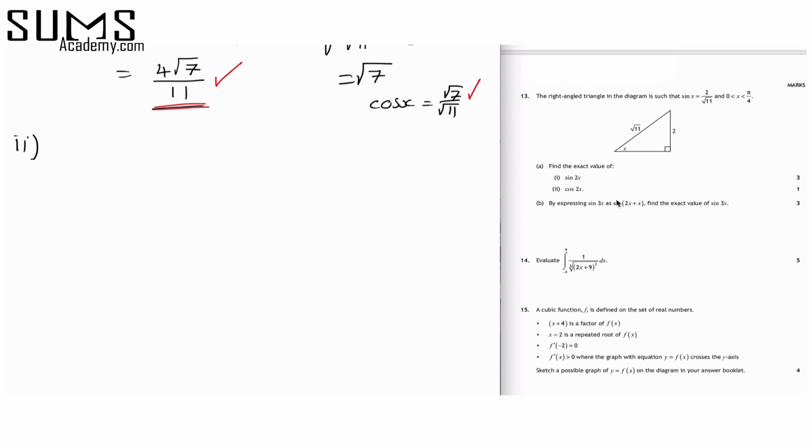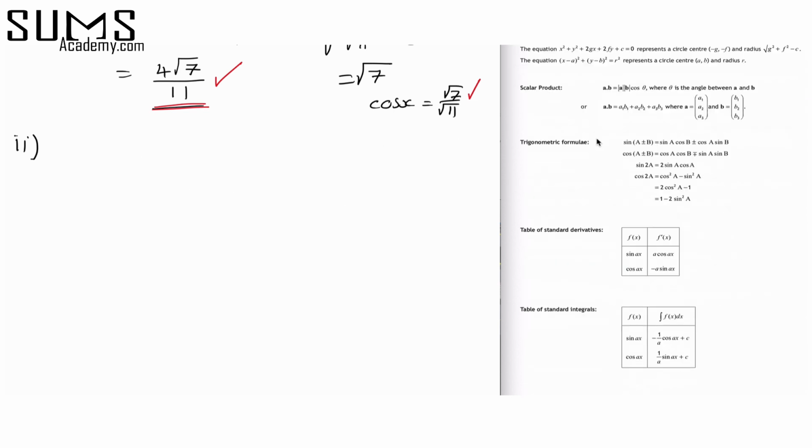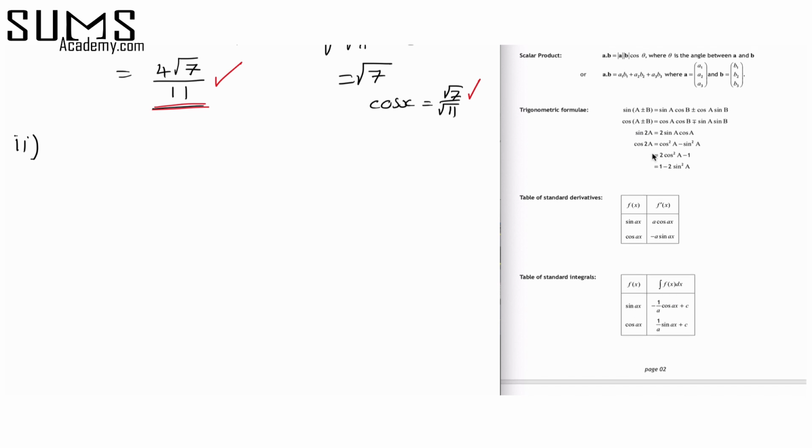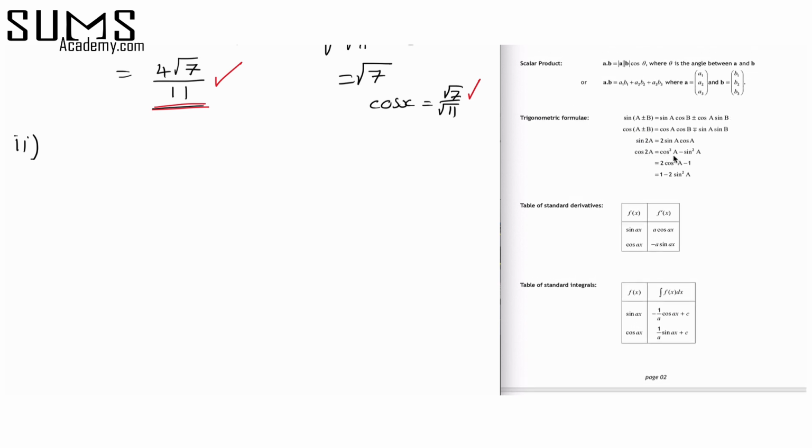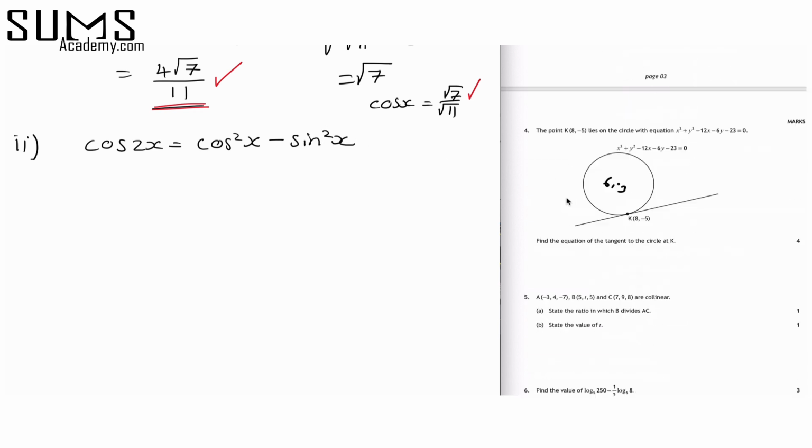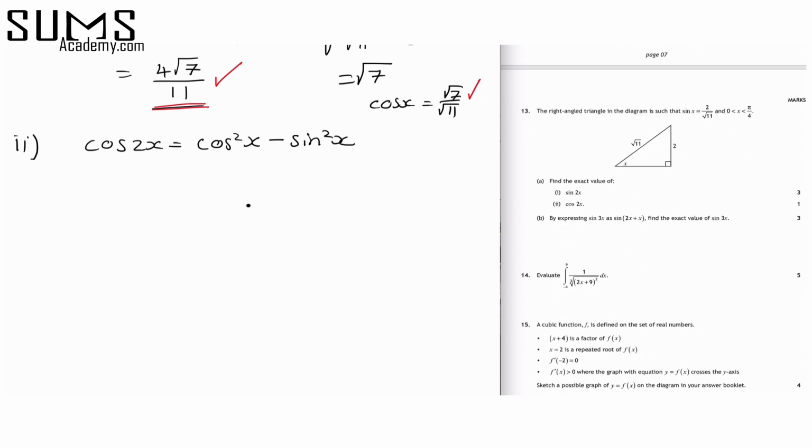So part 2, find cos 2x. This is going to be the same as before. You'll look for an expression for cos 2x, and you can use any one of these, but I'm just going to use the top one. So cos 2x is equal to cos squared x minus sine squared x. And we're just going to substitute back in our values that we already have.